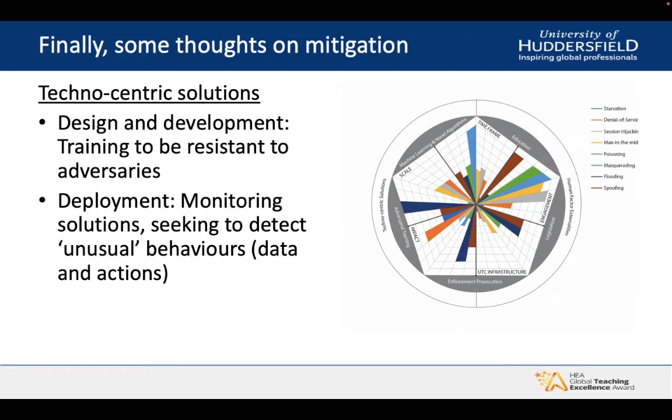Now, finally, I just want to finish off with some thoughts on mitigation and how different mitigation approaches are going to be needed to attack this kind of problem, because it's not entirely a technological solution, right? Although technology will play quite a part in it, the systems are likely to always be vulnerable to a certain extent. So if we think about technocentric solutions first of all, we can obviously design and develop the systems to be more resilient to adversarial attack.